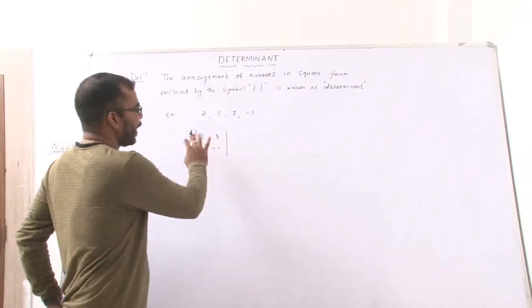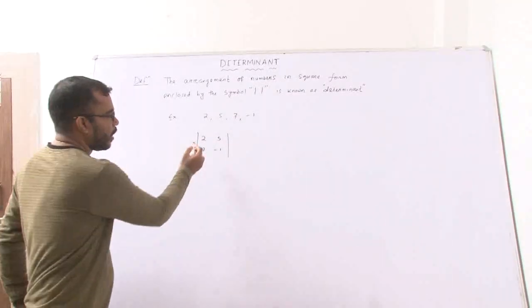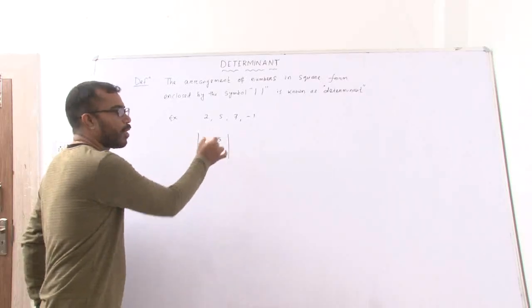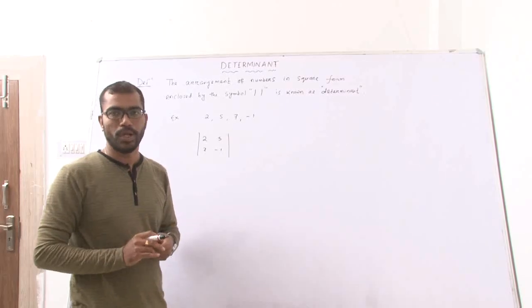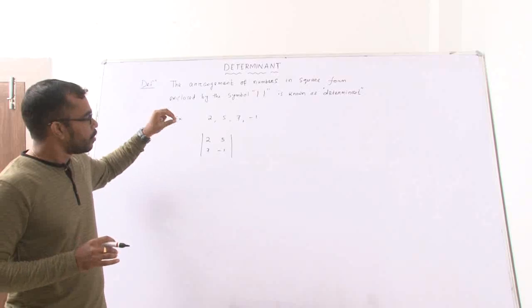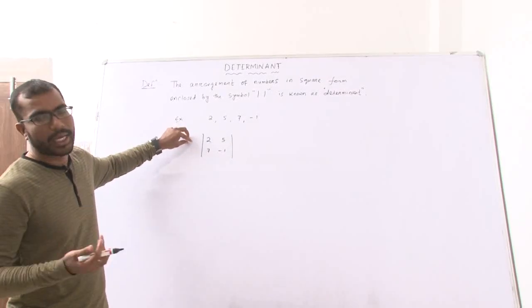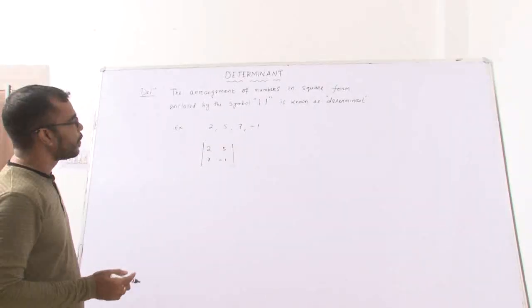So we can arrange them in a square form. Square form means the number of rows and the number of columns must be equal. As you know, in matrices we calculate rows and columns. So here, it is an example of a determinant.